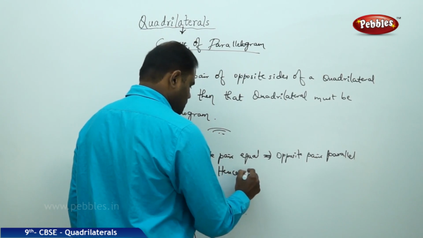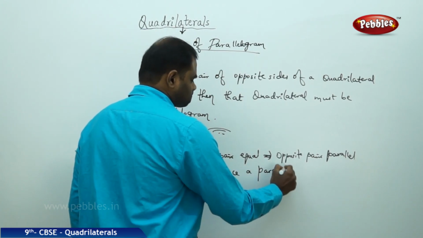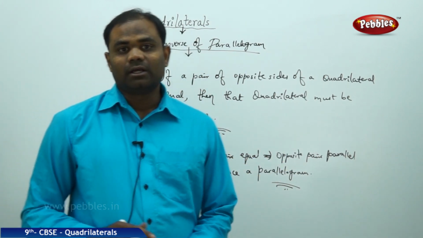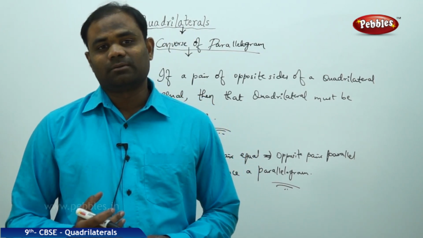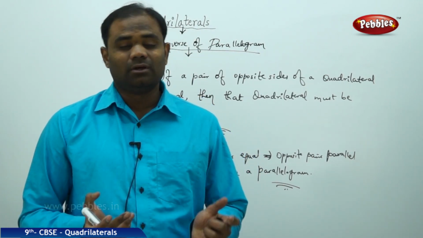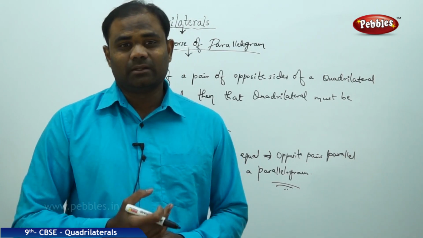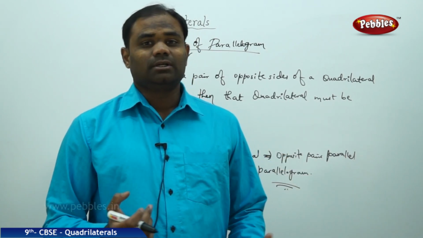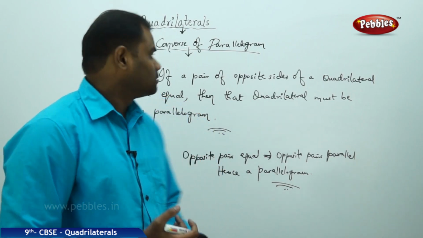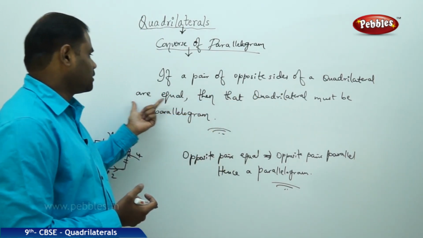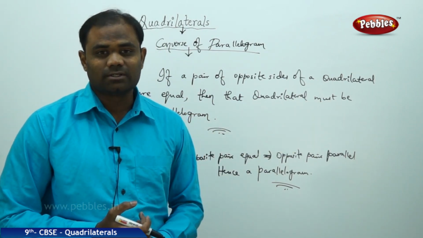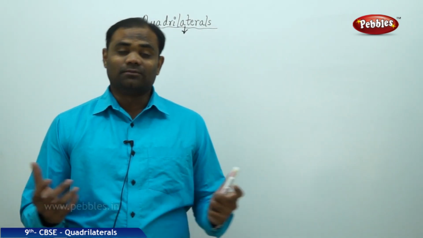Hence, a parallelogram is how we understand a quadrilateral reducing to a parallelogram, either the pair of sides being equal or the pair of lines being parallel. Parallelity implies equality and equality implies parallelity. If a pair of opposite sides of a quadrilateral are equal, then that quadrilateral must be a parallelogram. The converse of the previous session. Now next, let's see the other properties involved with parallelogram.